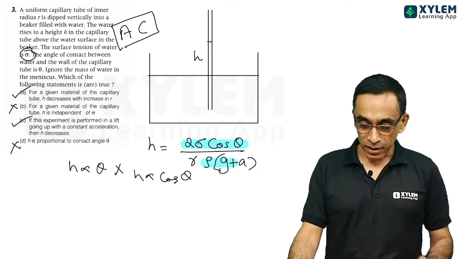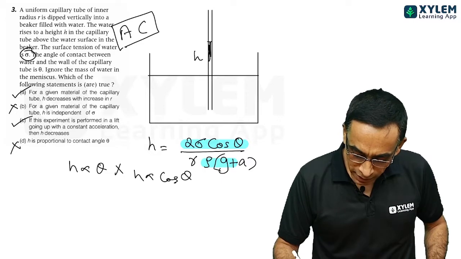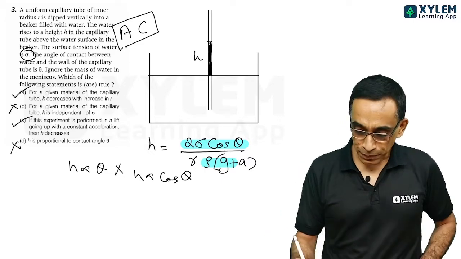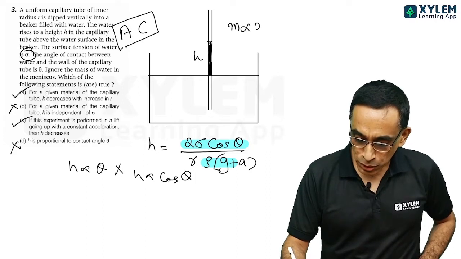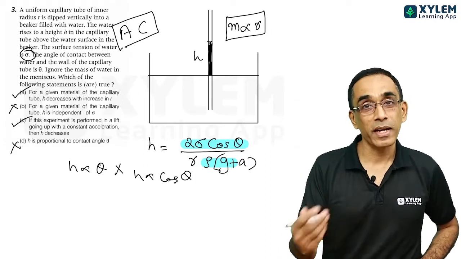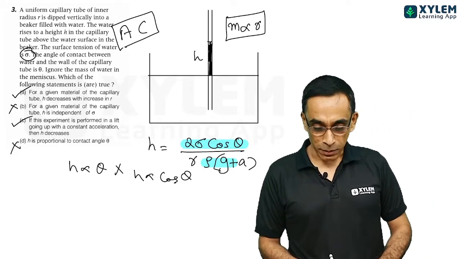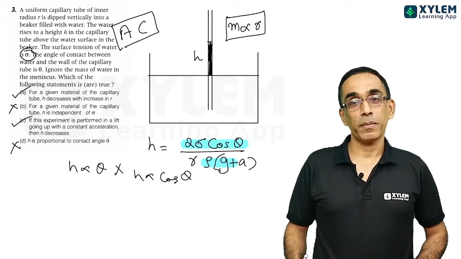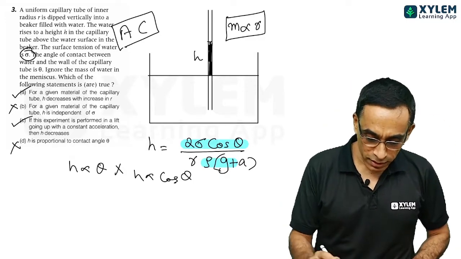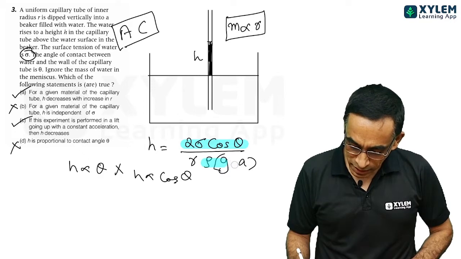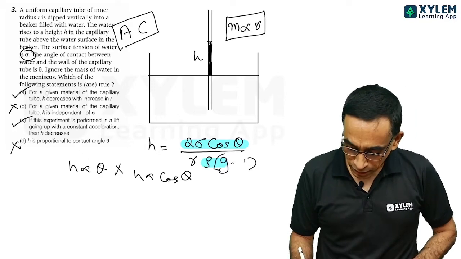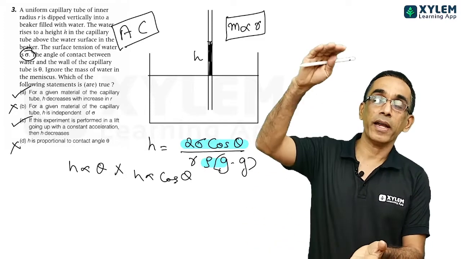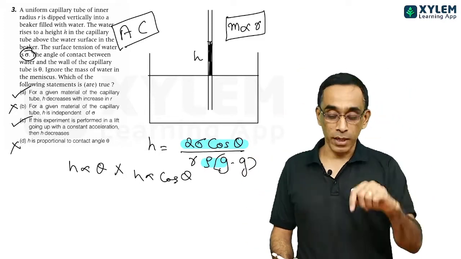Another point, this tube rise, the mass of the liquid in the tube. That is related. Mass is proportional to radius. If you double the radius of the tube, mass will also double. Right. Now, if you perform this in a freely falling lift, what will happen? In a freely falling lift, g plus a is g minus g. That means H tends to become infinity. That means the water will fill the entire length of the tube when it is freely falling.